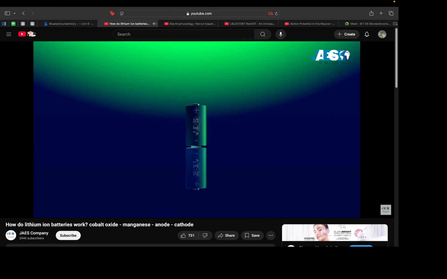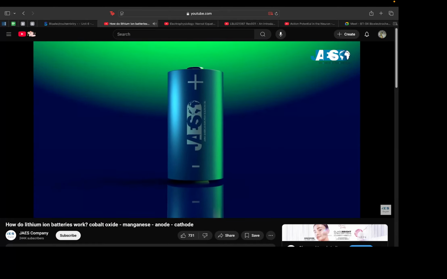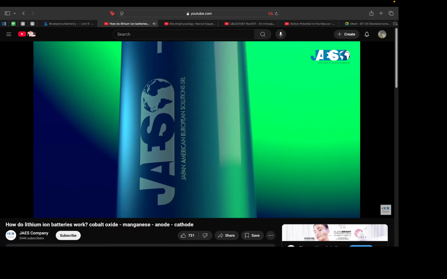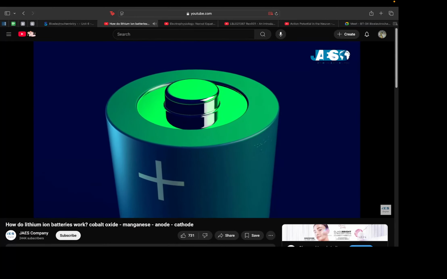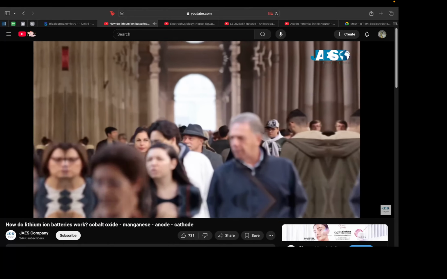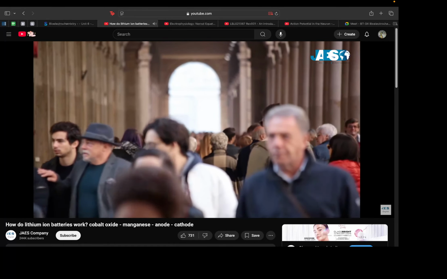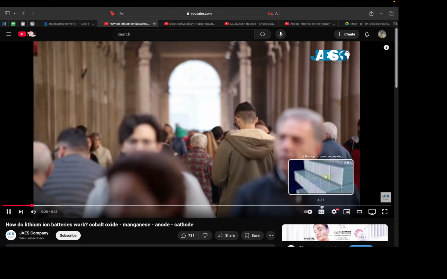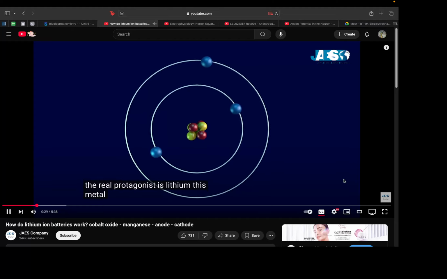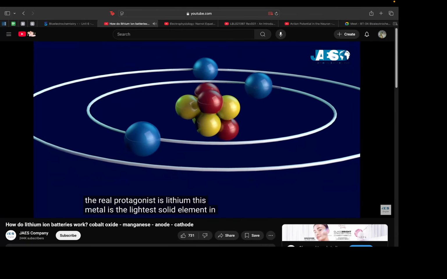Rechargeable and lightweight, lithium batteries have changed our lives on the way we communicate, move, and work. Let's see how they were born and how they work. These batteries have revolutionized the way of storing energy since the early 90s. The real protagonist is lithium. This metal is the lightest solid element in nature.